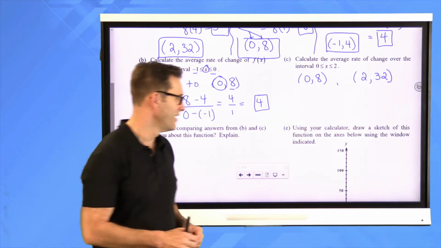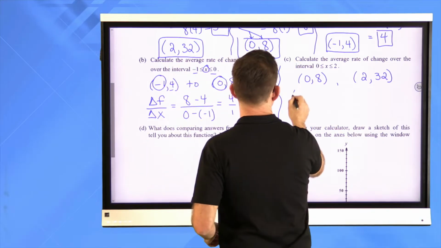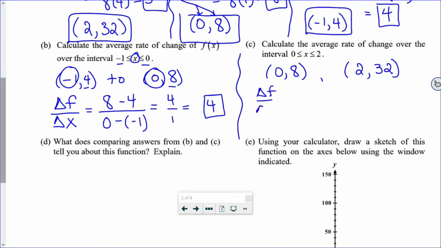All right, let's do it. So here we go, right? The change in the function over the change in x is going to be 32 minus 8 divided by 2 minus 0. 32 minus 8 is 24, divided by 2, and that's equal to 12. Average rate of change is equal to 12.